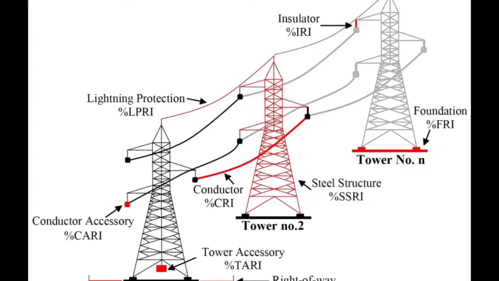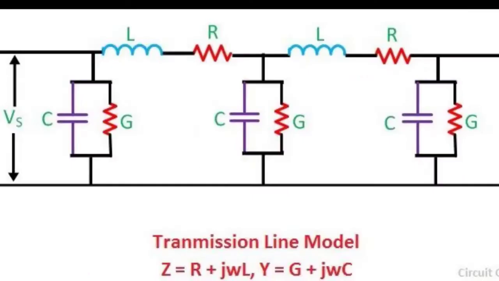The transmission line has mainly four parameters: resistance, inductance, capacitance and shunt conductance. These parameters are uniformly distributed along the line. Hence, they are also called the distributed parameters of the transmission line. The inductance and resistance form the series impedance, whereas the capacitance and conductance form the shunt admittance. In this picture, we can understand it very easily.